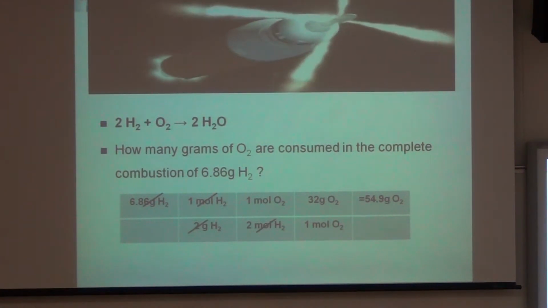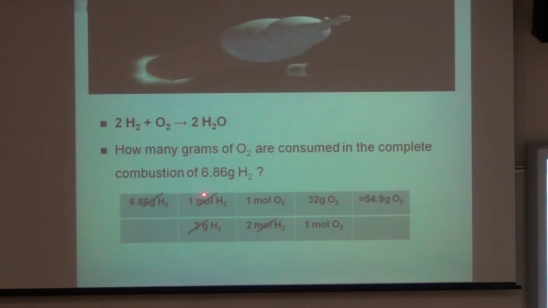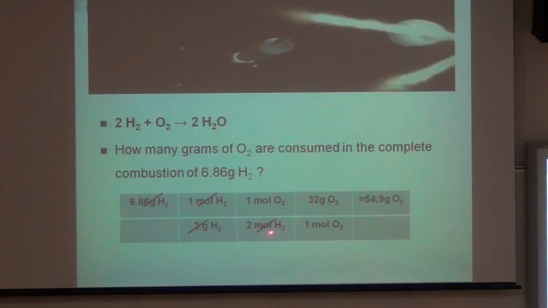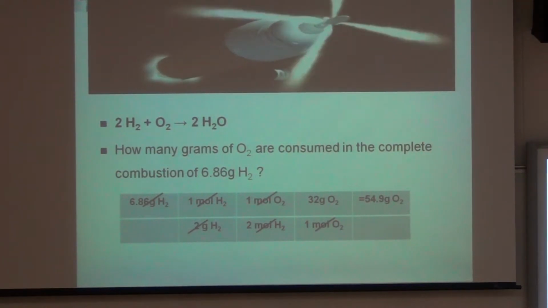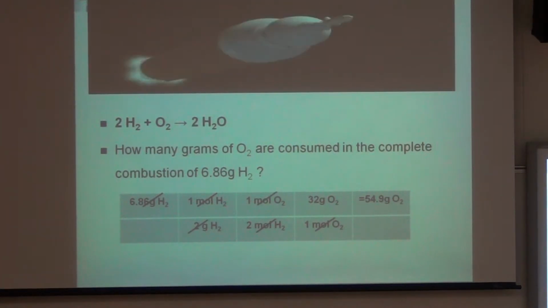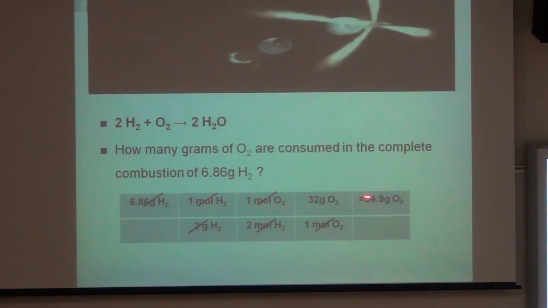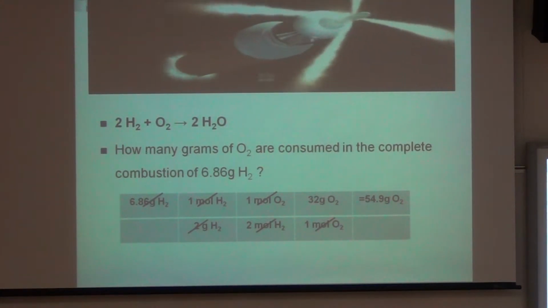So once we converted our hydrogen into moles of hydrogen, the next step converts moles of hydrogen into moles of oxygen. And the last step converts our moles of oxygen into mass of oxygen. And then finally our answer is 54.9.